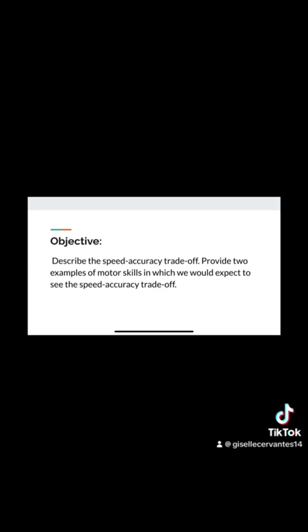My objective for today is to describe the speed-accuracy trade-off and provide 2 examples of motor skills in which we would expect to see the speed-accuracy trade-off.